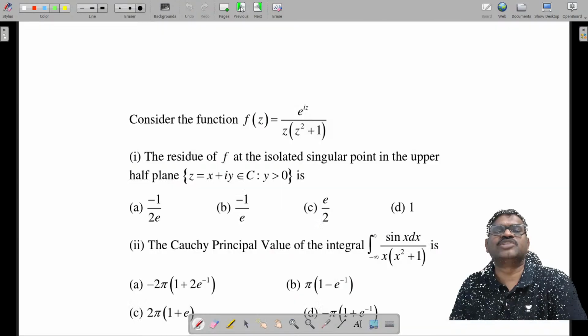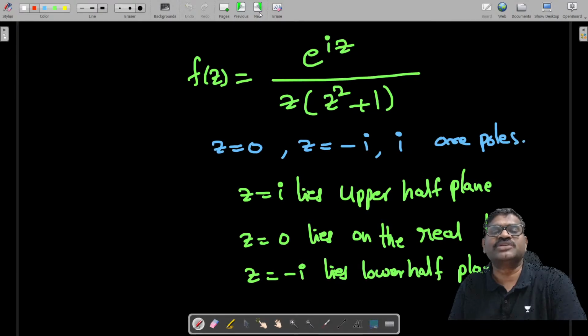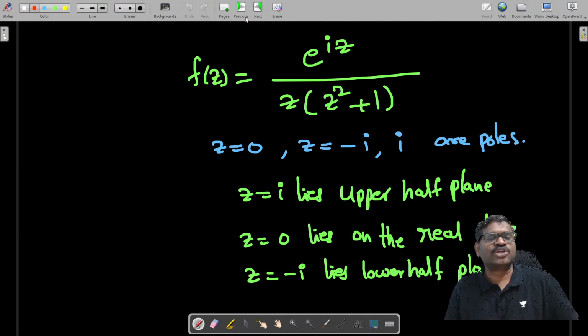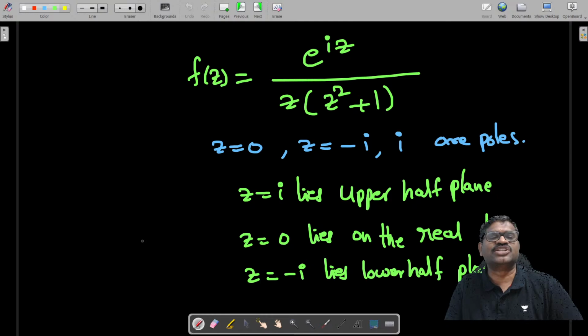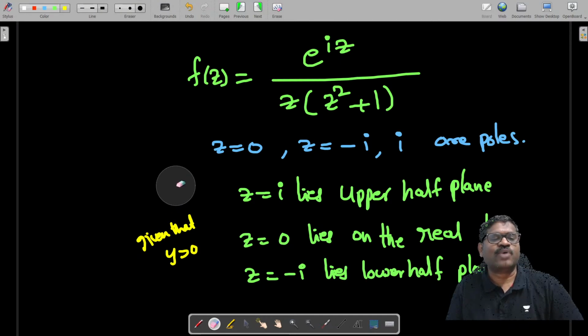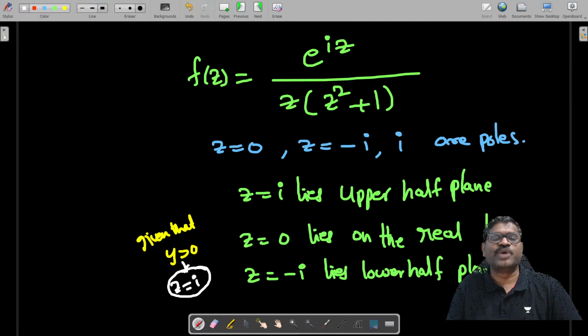In the problem, it is mentioned y greater than 0. Y greater than 0 means you should not take y equal to 0; you have to take y greater than 0. Given that y greater than 0, I am talking about the first question. Y greater than 0 means z equal to i only. We have to calculate the residue at z equal to i.